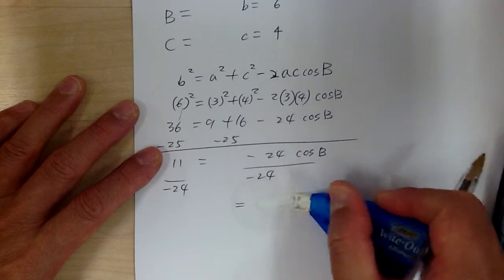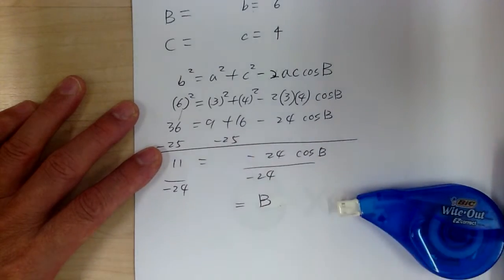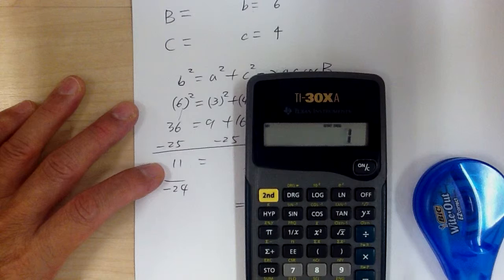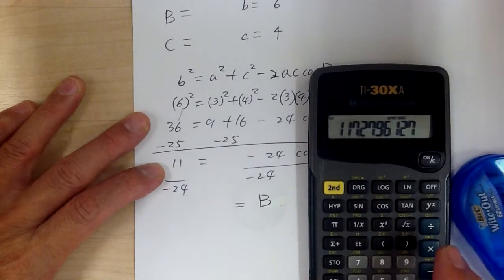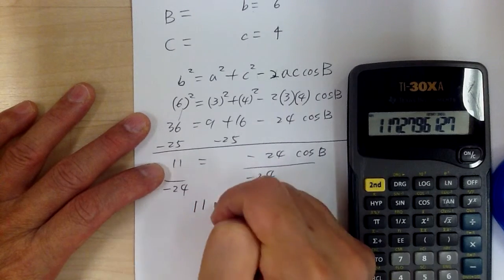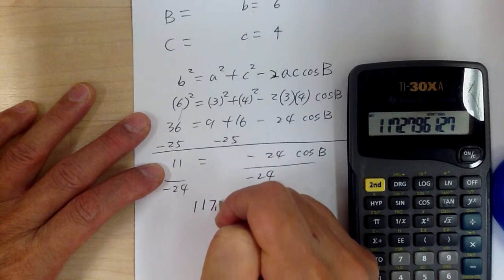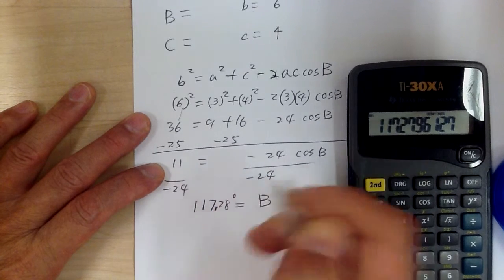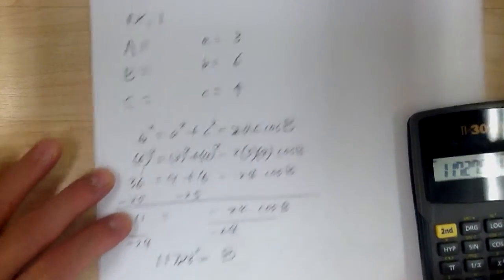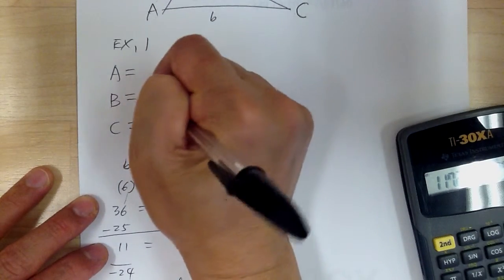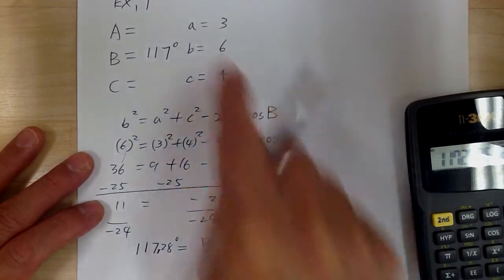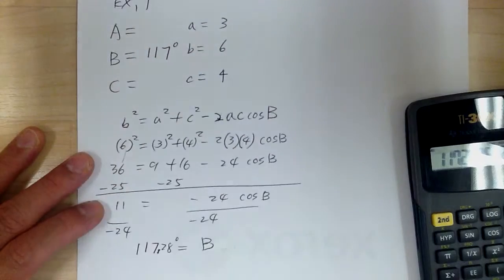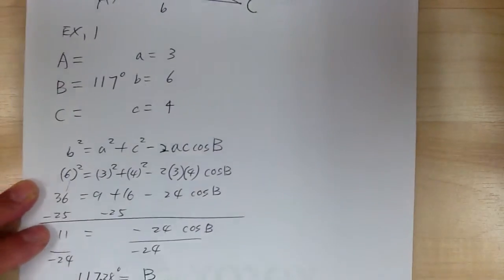So angle B is going to be equal to 11 over 24 negative, and you're going to go second cosine. So you're going to get 117.28 degrees. Now notice I put extra digits, but when you write it down over here, you can just put down 117 degrees. But when doing the calculation, you want to use extra digits. So that takes care of the B.